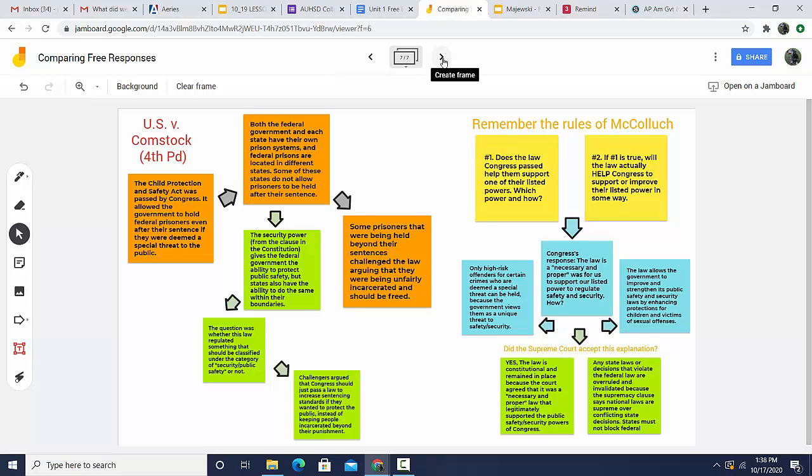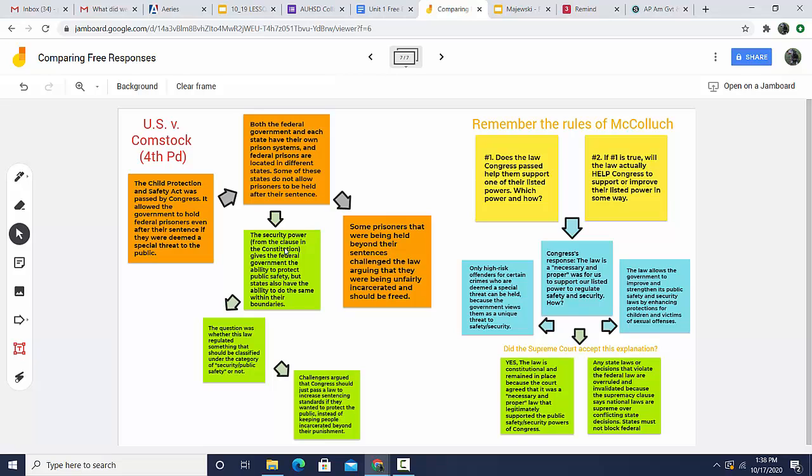But some of those states where federal prisons are located don't allow their prisoners to be held after their sentences, all right? And so some prisoners that were being held there beyond their sentences challenged that law, and they argued they were being unfairly incarcerated and they should be freed.